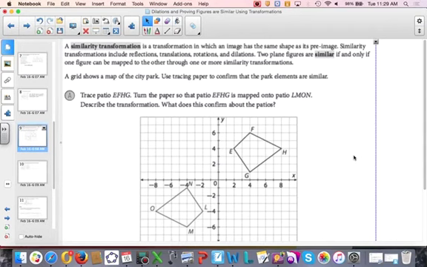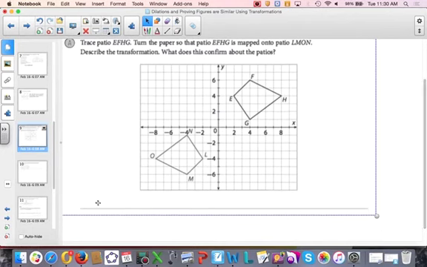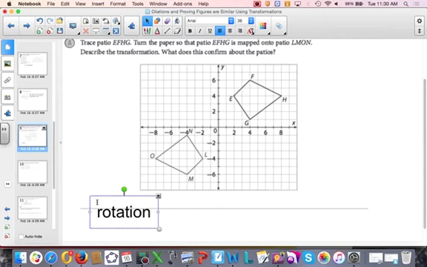Here we're talking about similarity transformations. So the concept of taking one figure and mapping it onto another, now using a combination of dilations, rotations, reflections, translations. So in example A, it says trace EFGH and turn the paper so that EFGH is mapped onto LMON. And since you would turn the paper so that EFGH would map onto LMON, the description for this transformation would be that it is a rotation of 180 degrees, it looks like.